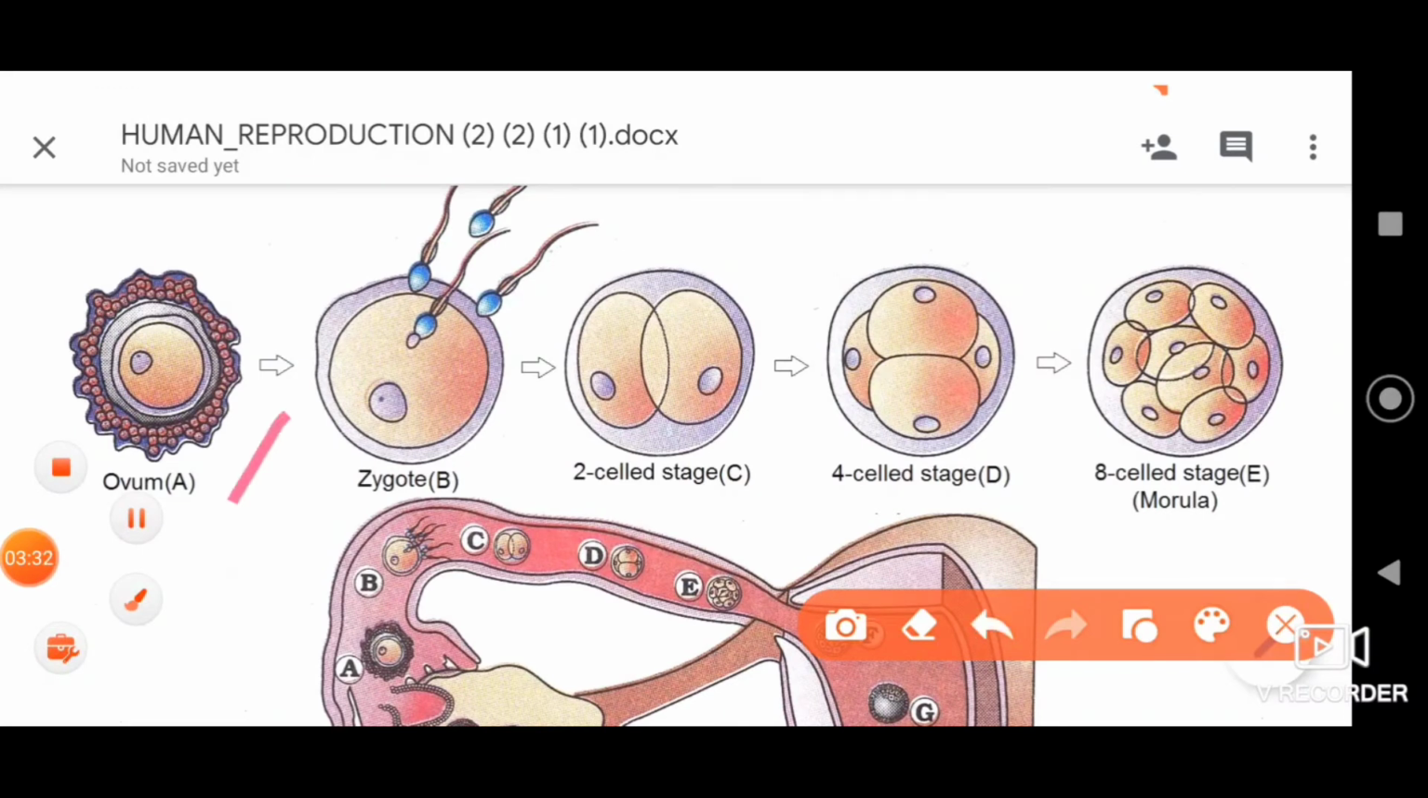So this is the ovum. After fusion with the sperm, it forms the zygote, then undergoes mitotic division or cleavage to form the 2-celled stage, then the 4-celled stage and the 8-celled stage. The 8-celled stage is generally represented as the morula. Still in the morula we can find the zona pellucida layer covering it. Let me tell you that the outer cells of the morula are much smaller when compared to the inner cells. Inner cells are much larger.